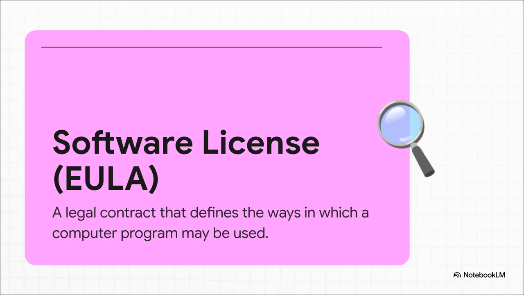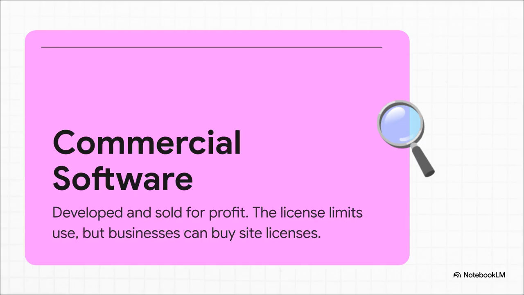Okay, be honest. You've totally clicked that I agree button without reading a single word, right? We all have. Well, what you're agreeing to is the software license, sometimes called an EULA. That's the binding legal contract that lays out all the rules, what you can, and more importantly, what you can't do with that software. And the most common type is commercial software.